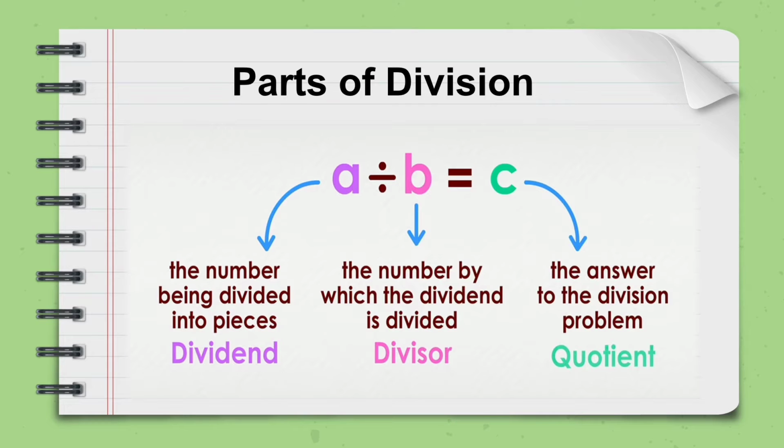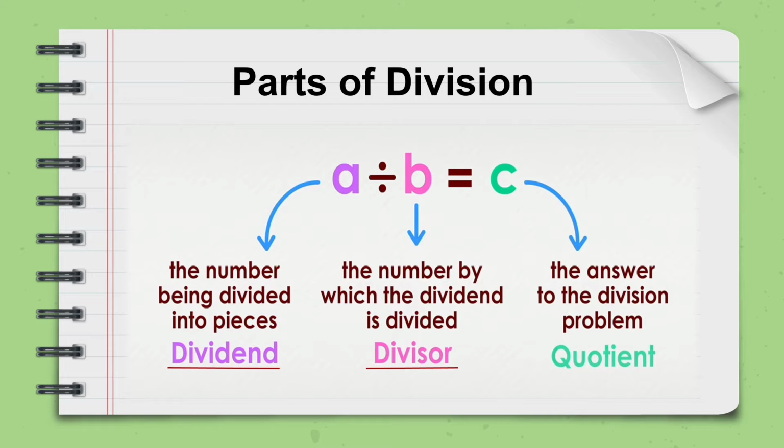Alright. Parts of division. So we have here A divided by B equals C. So these letters represent any number. For the first number, which is the letter A, the number being divided into pieces, it is called dividend. Everybody please say dividend. Next, the second number is the number by which the dividend is divided. It is called divisor. Everybody please say divisor.